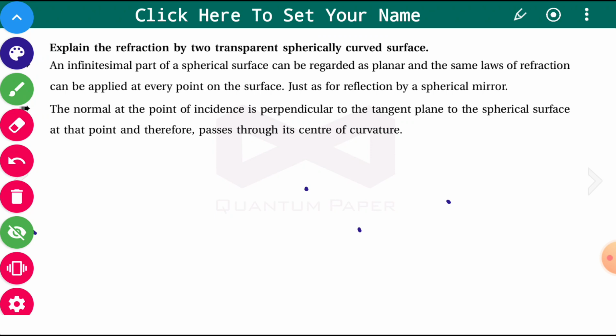Now the normal at a point of incidence is perpendicular to the tangent plane to the spherical surface at that point, and therefore passes through the center of curvature. So a normal drawn at a point of incidence will always pass through the center of the spherical surface, or center of curvature of the spherical surface. Now how to deal with this kind of situation?